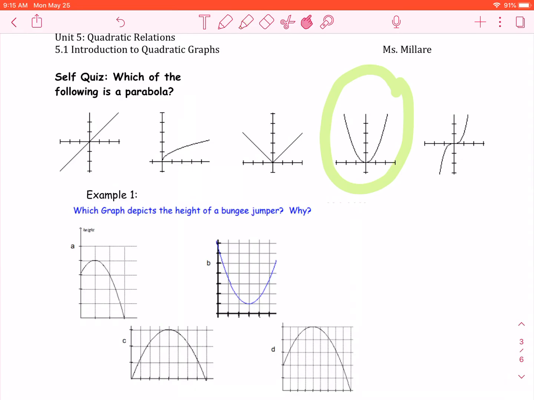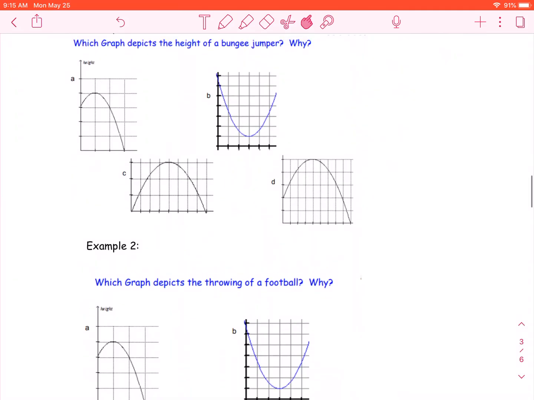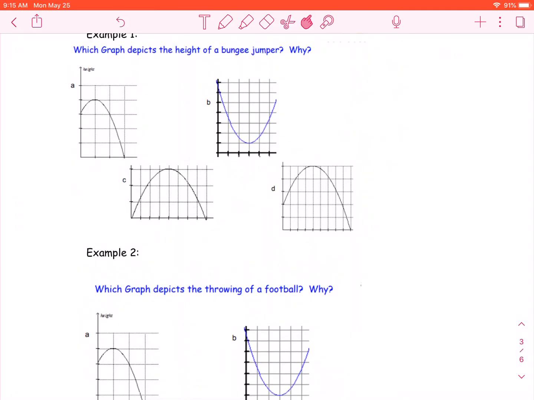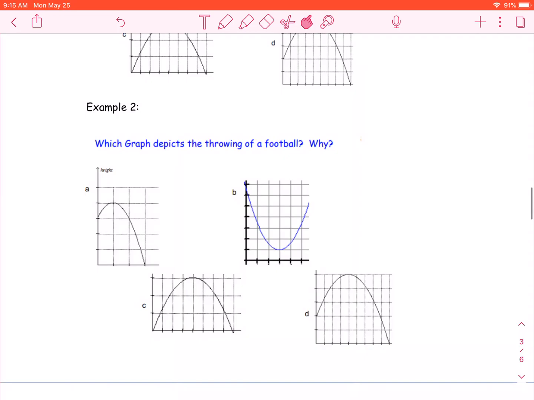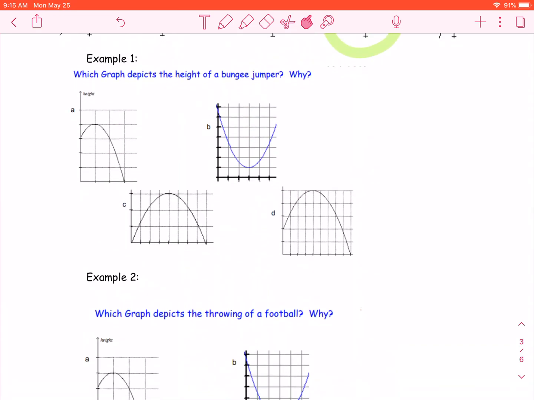Okay, so the next two actually have real life situation scenarios, so I want you to take a minute and just look at these diagrams. If you want to look at it on your PDF, and then pause the video so that you can actually process and think which graph depicts the height of a bungee jumper and which graph depicts the throwing of a football. Okay, so hopefully you've had a second to think about that. If you want to continue thinking about it, feel free to pause the video.